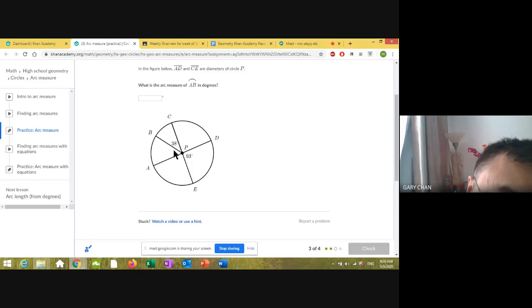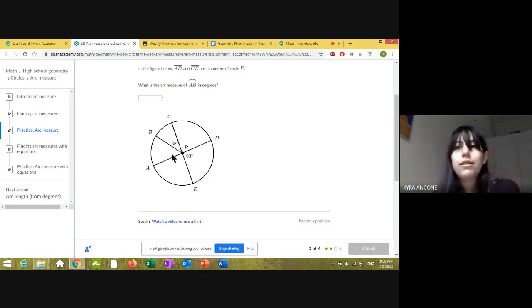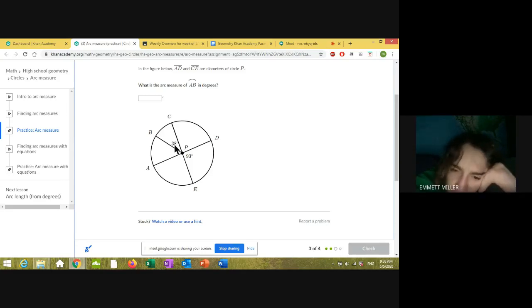We do need to use vertical angles, but we actually do not need to apply 360 or 180 in this case. Do you see what I'm pointing at right now? These two angles together equal 93 degrees, and then 93 minus 38 equals 55. Yeah, the answer is 55.